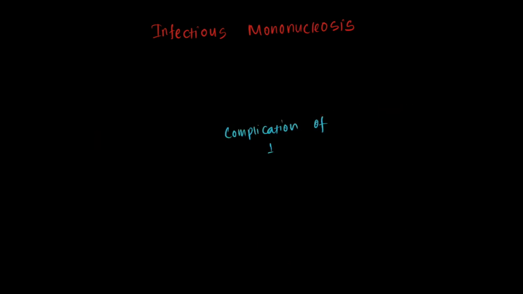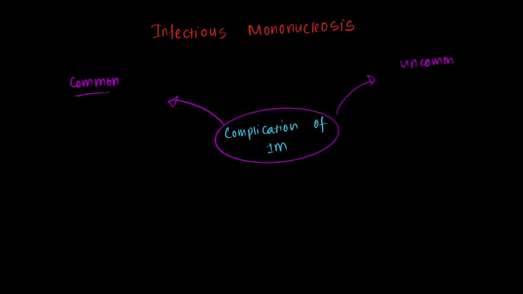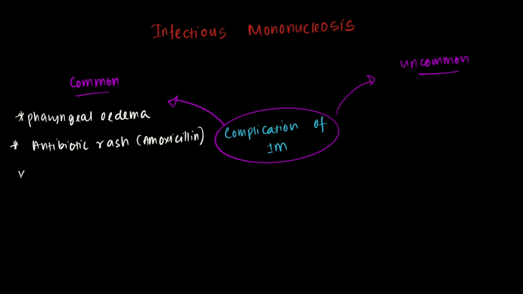Coming to the complications of IM, we can divide them into common, uncommon, and rare. The common complication of IM is pharyngeal edema, which is the swelling of the pharyngeal tissue. It can cause airway obstruction if left untreated. Antibiotic rash can occur when patients with IM take amoxicillin or ampicillin. Prolonged fatigue, hepatitis, and jaundice are the other common complications of IM.